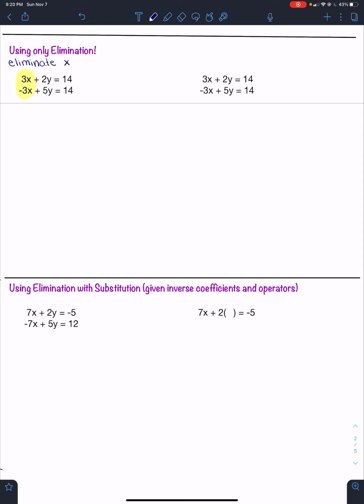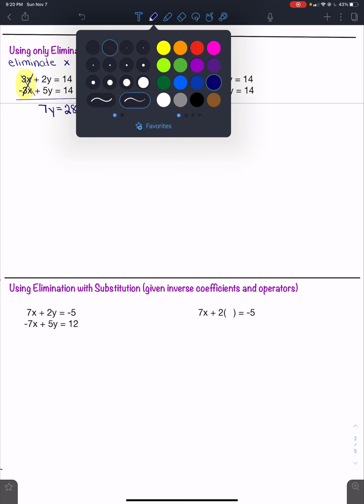So with this one here, since they are the same coefficient and opposite operators, or inverse operators, we're going to go ahead and add them together and combine like terms. So 3x minus 3x, those would cancel out. In other words, they are eliminated. 2y plus 5y gives me 7y. 14 plus 14 gives me 28.